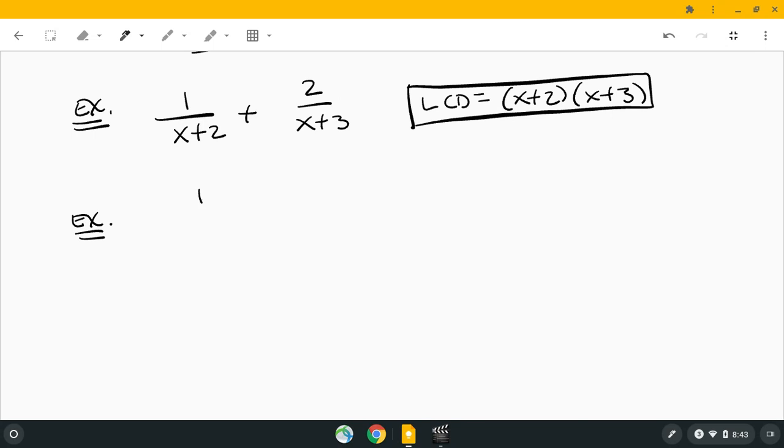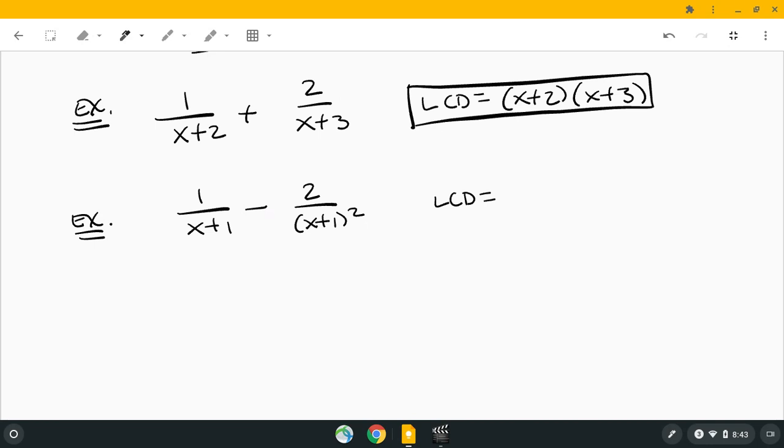Okay, let's take a look at this one. 1 over x plus 1 minus 2 over x plus 1 squared. Okay, so everything's already factored for us, so we don't have to do any factoring yet.